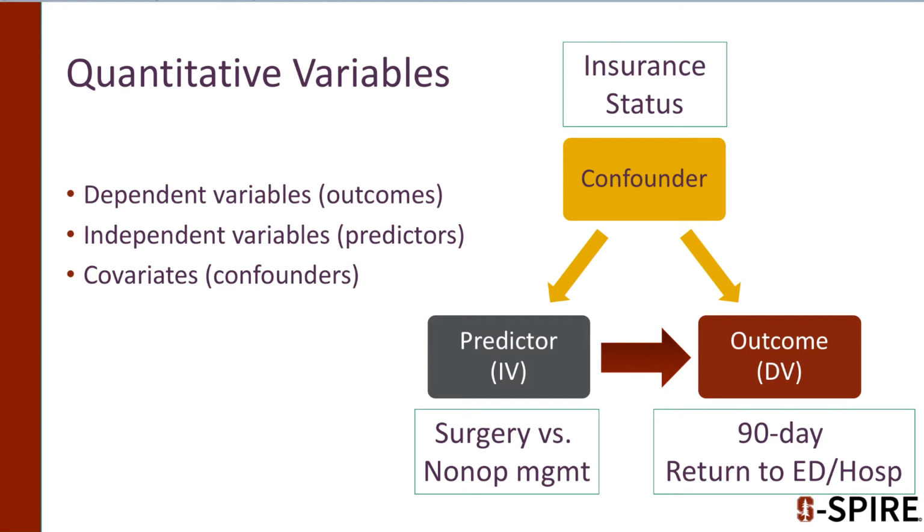In our hypothetical appendicitis example study, our outcome of interest, the dependent variable, is 90-day return to the hospital or ED. The independent predictor variable is treatment, surgical versus non-operative. One potentially confounding variable we might adjust for or stratify for in the analysis could be insurance status. Insurance could affect the independent variable, treatment decision, and it could also affect the dependent variable, returning to the hospital.